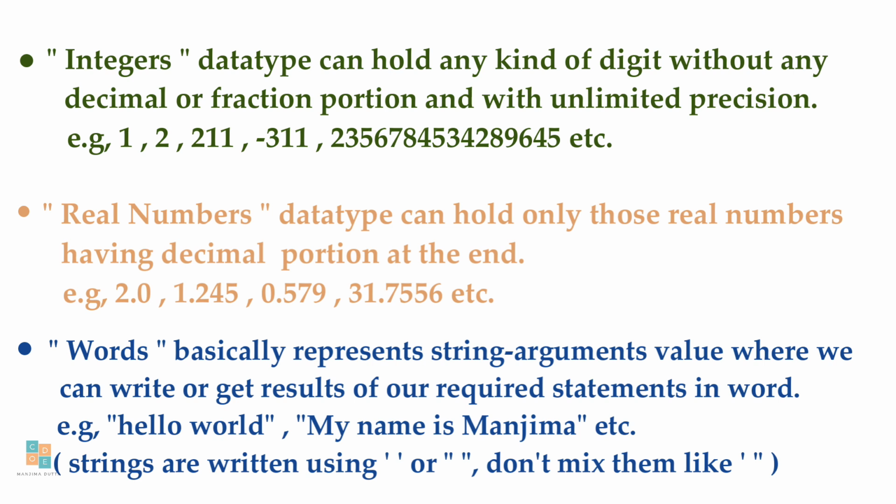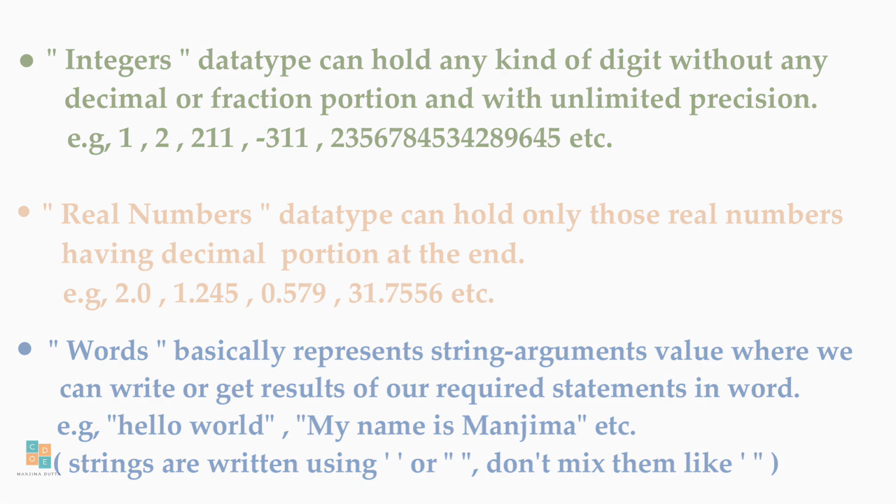2.0, 1.245 and etc. Words basically represent string argument value where we can write or get result of our required statement in words. Just like hello world, I am Monjima, etc. But remember, strings are only written using single inverted or double inverted comma, but you are not allowed to use them both at a time in a single string argument.